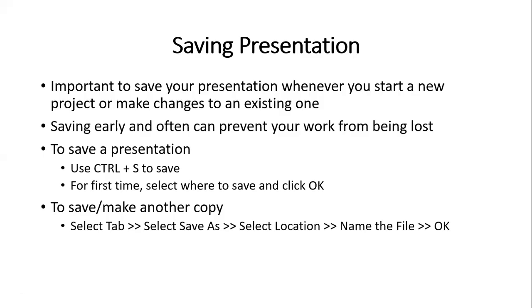Control S will save for the first time, and then subsequently the save will only be saving the new stuff you are doing on the presentation. So you can go through the long route of going to the tab and selecting Save As and all those things. But there's always one shortcut for you to use.